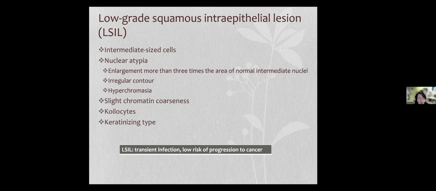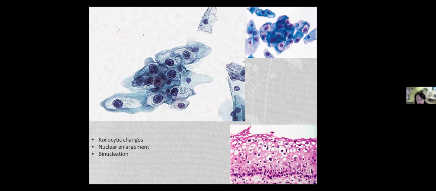So the next category is low-grade SIL. Low-grade SIL is a definitive category diagnosis, and you have nuclear atypia. As I mentioned before, you have enlarged nuclei, irregular nuclear contour, and hyperchromasia. So nuclear features are really the key. That's a beautiful, very classic picture for cytology. You have all the nuclear features. On the right-hand corner is the histology correlating with the cytology features.